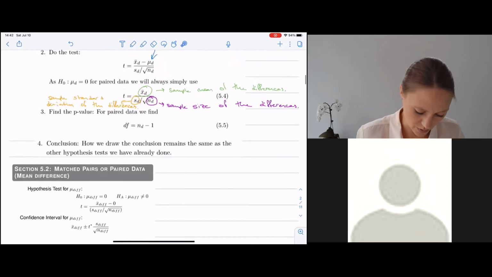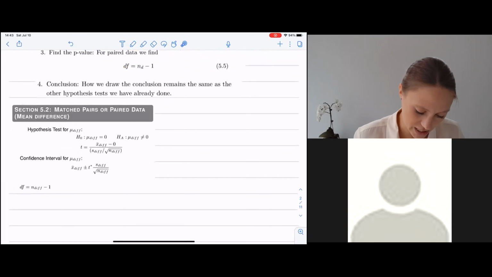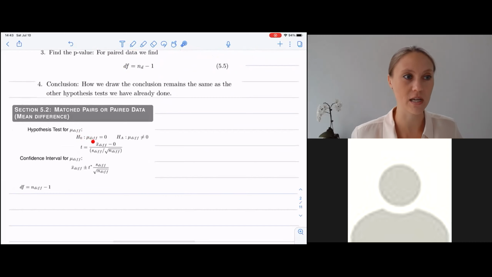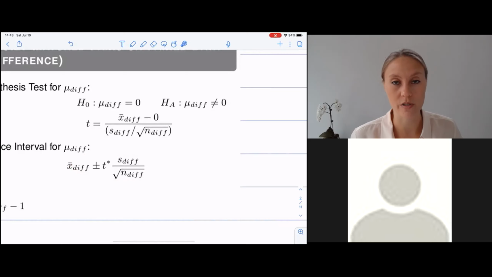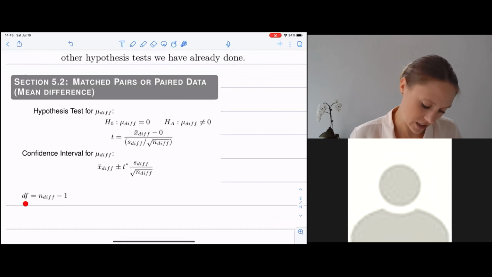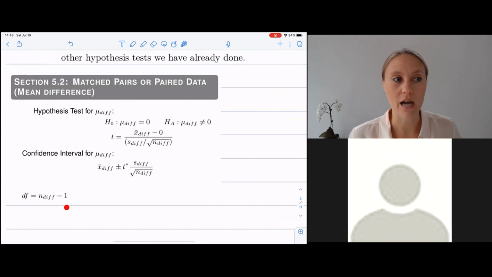Good. So all of this is on your formula sheet, just using diff instead of d's, but hopefully you're okay with that. And then later we'll introduce the confidence interval for the mean of the differences. But it looks the exact same as one sample mean, sigma unknown. It's just we're using that same sample information that we just developed: the x bar of the differences, s of the differences, n of the differences. And then down here, the degrees of freedom is the sample size of the differences minus 1.